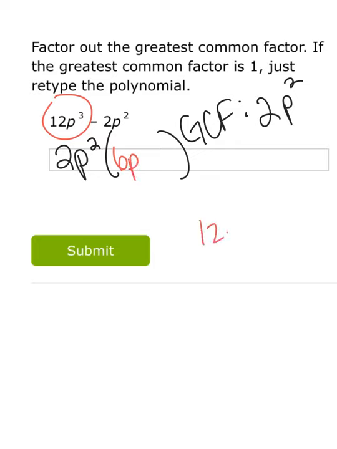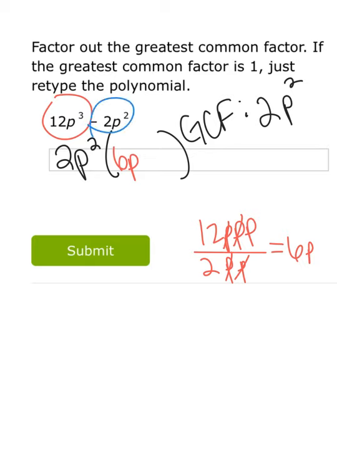Okay, think about it this way. If I were to write it out in expanded notation, 12 divided by 2 is 6, and then p divided by p would just equal 1, so I would just be left with 6p. You had 3 p's and you pulled out 2, so you're just left with 1.